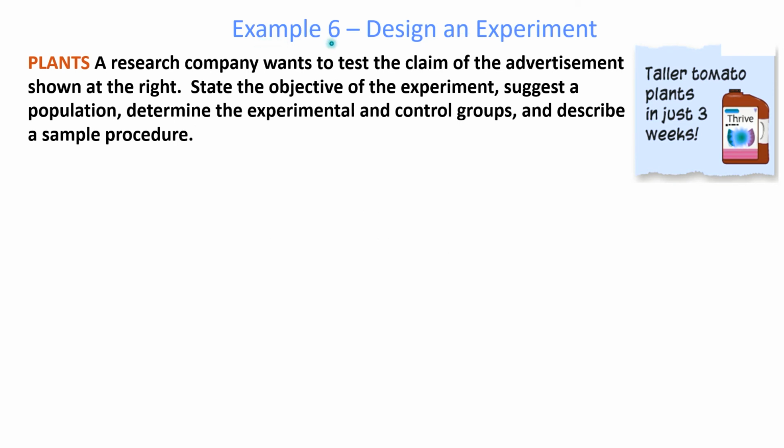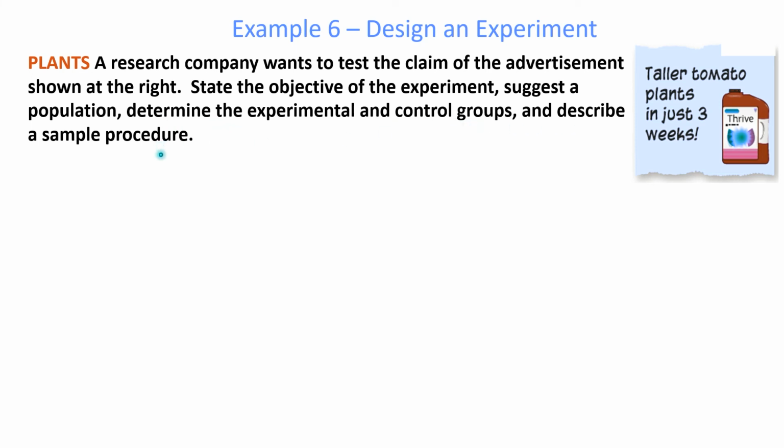Now for example 6, we want to design an experiment. So in this question, a research company wants to test the claim of the advertisement shown at the right. So in this advertisement, we have this product called Thrive, and this advertisement claims that it will grow taller tomato plants in just 3 weeks. So we want to state the objective of the experiment, suggest a population, determine the experimental and control groups, and describe a sample procedure.